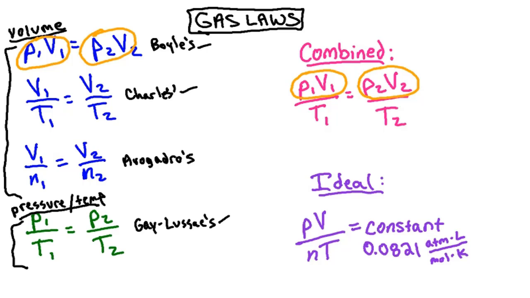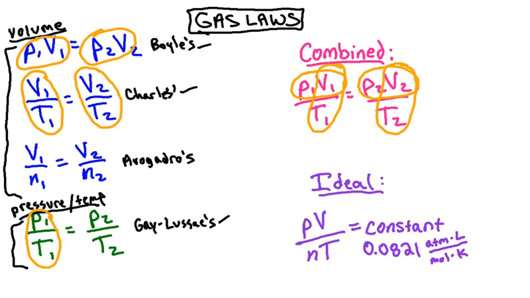And then for Charles's law, we have the volume over the temperature. So V1 over T1 equals V2 over T2. And we also can see that in the combined gas law, V1 over T1 equals V2 over T2. And then for Gay-Lussac's law, we see the pressure divided by the temperature. P1 over T1 equals P2 over T2. And we can see that in the combined gas law as well. There's P1 over T1, P2 over T2. So the combined gas law smooshes these three laws together into one math formula.